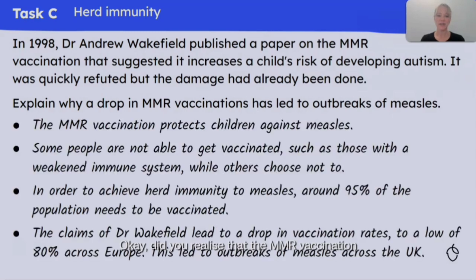Okay, did you realise that the MMR vaccination protects children against measles? Some people are not able to get vaccinated, such as those with a weakened immune system, while others choose not to. In order to achieve herd immunity to measles, around 95% of the population needs to be vaccinated. The claims of Dr. Wakefield led to a drop in vaccination rates to a low of 80% across Europe. This led to outbreaks of measles across the UK.